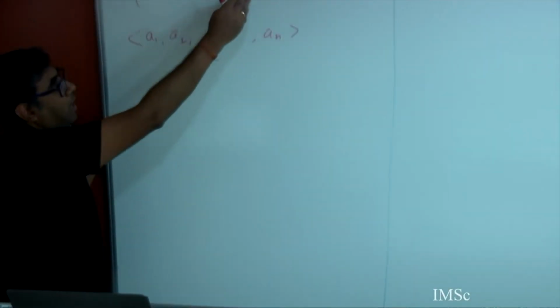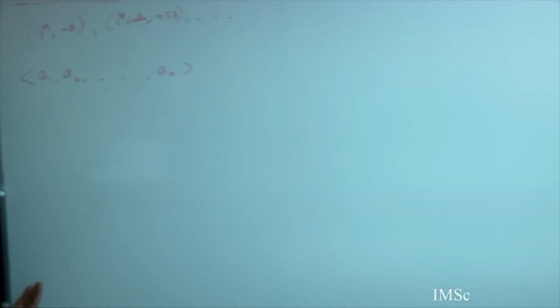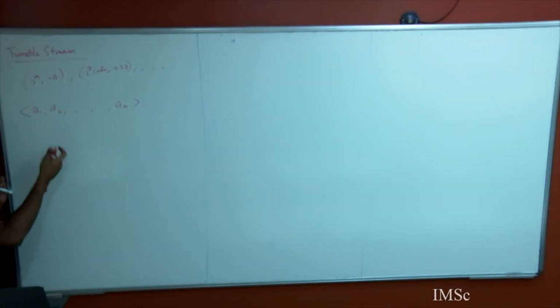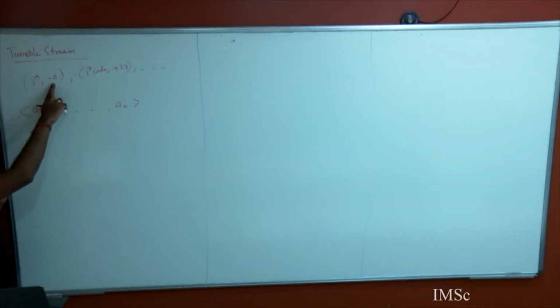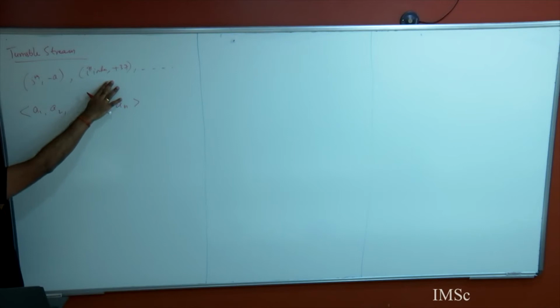So I know that there are n indices, and every time an update comes, all I'm trying to do is, at the ith index I go and add something. At the jth index I go and subtract something. So it could be both. In some sense, this corresponds to deletion and this corresponds to insertion.